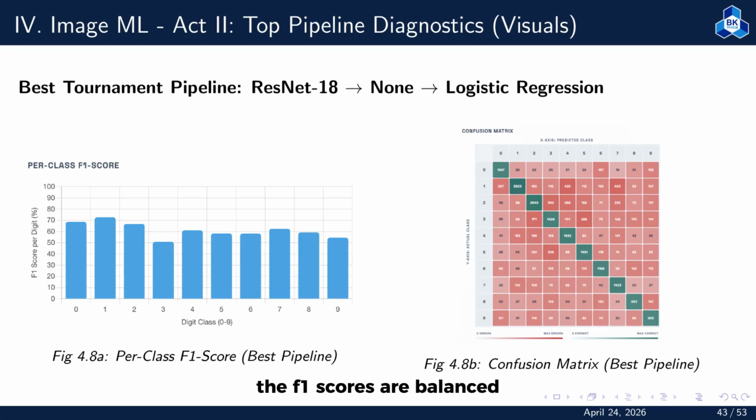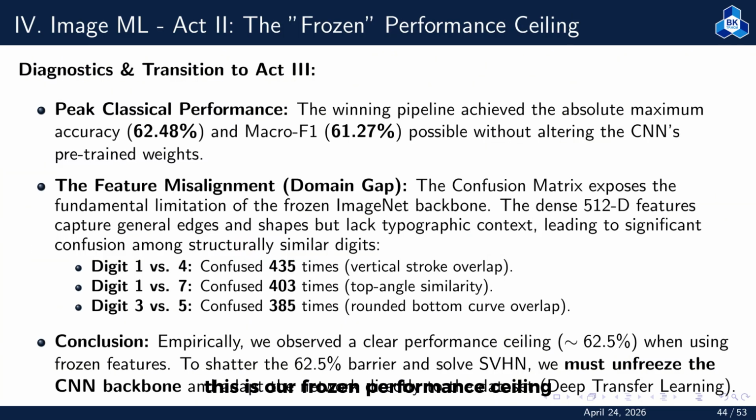Even in our best tournament pipeline, we see the same diagnostic patterns we saw in ACT-I. The F1 scores are balanced, but the confusion matrix is hitting a wall. This is our frozen performance ceiling. Mathematically, we've proven that classical ML cannot break the 63% barrier on frozen features. The vertical stroke overlap between 1s and 4s is a fundamental limit of the ImageNet backbone. To solve SVHN, we must move to ACT-III and unfreeze the network.